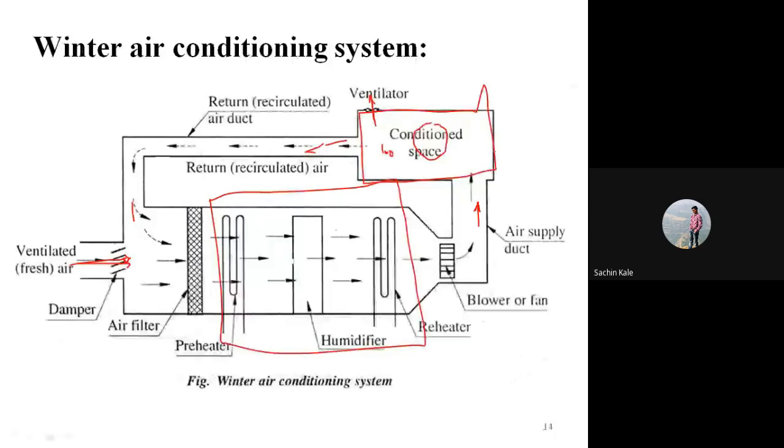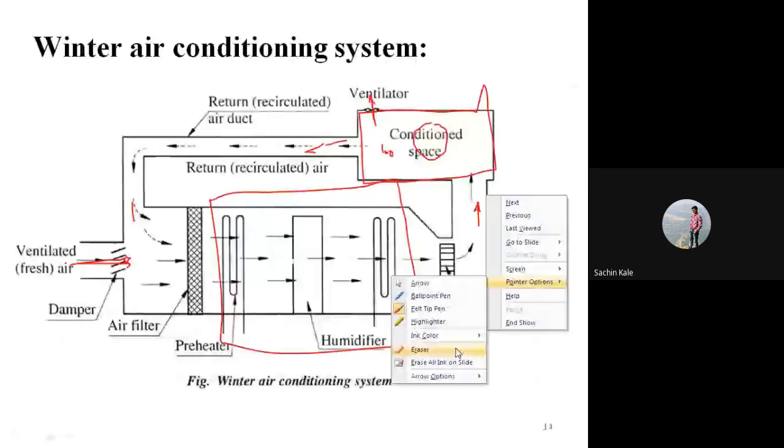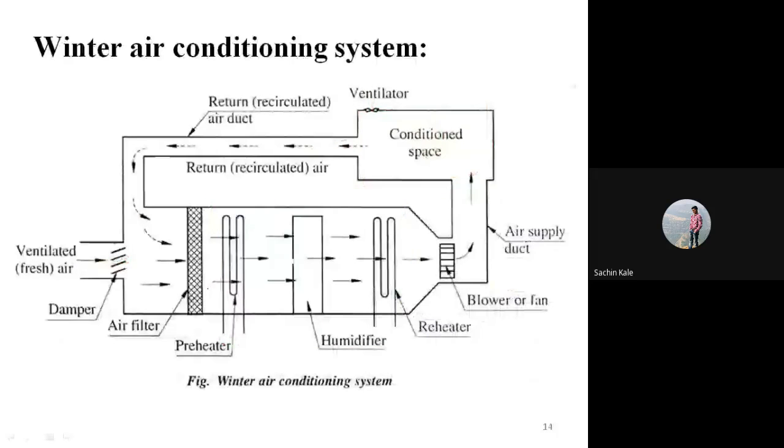So here, in case of winter air conditioning system, whatever fresh air will be there, that fresh air will be mixed inside the recirculated air. So whatever mixed air will be there, that mixed air will be filtered with the help of air filter. पहिला पार्ट कोणता असणार आहे? एअर फिल्टर असणार आहे तीन ठिकाणी. So here filtration of that mixed air will take place.